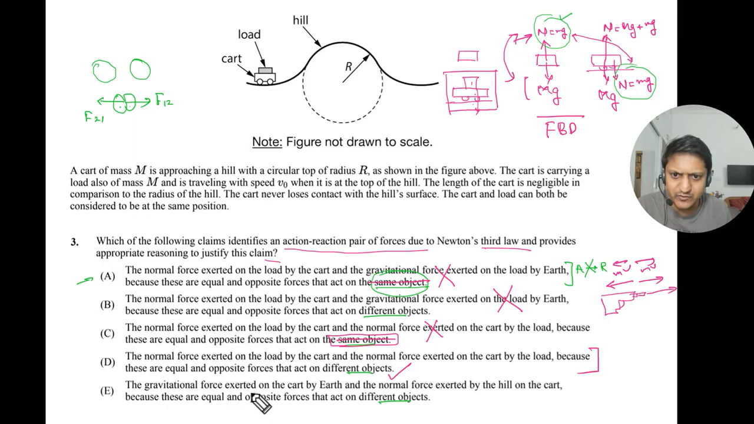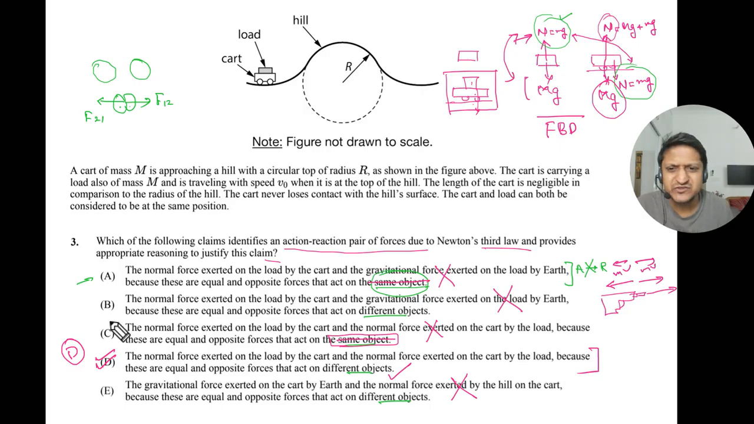The gravitational force exerted on the cart by the earth, so now he's talking about this, the gravitational force, and the normal force exerted by the hill on the cart. So this is definitely not the right thing. So this option is also not right. So we are left with only option D. D is the right answer.